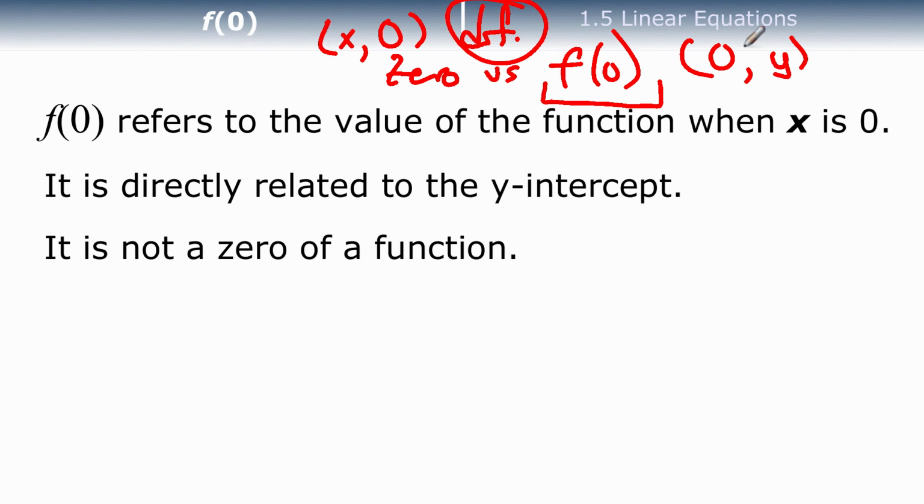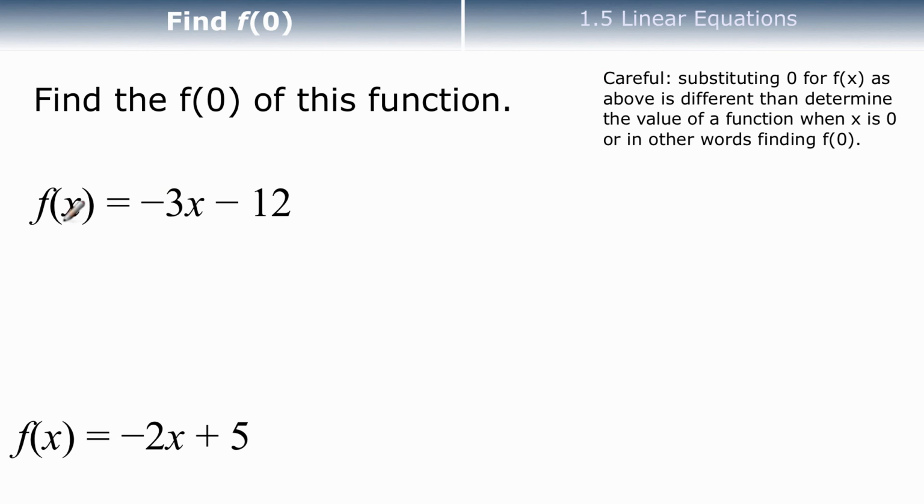See how they're opposite? So in order to figure out f of 0, in this particular case, what we're looking for is a y-intercept. What you do is you plug in, wherever you see an x, a 0. For example, here I have f of x equals minus 3x minus 12.